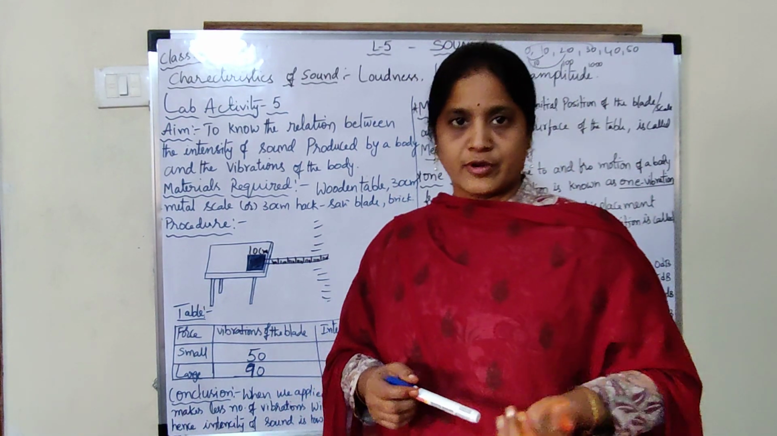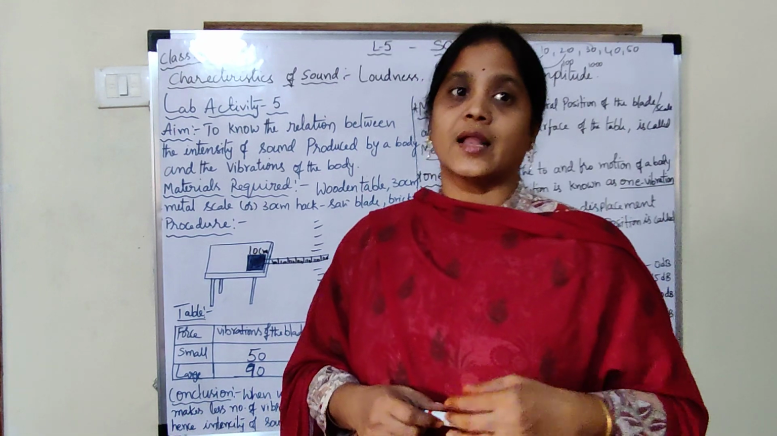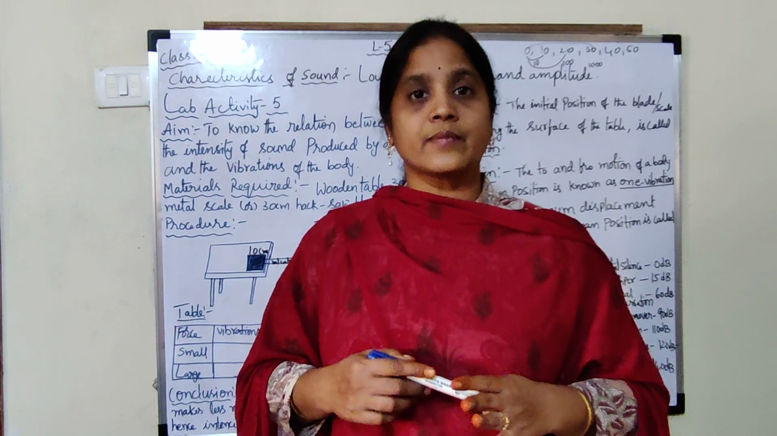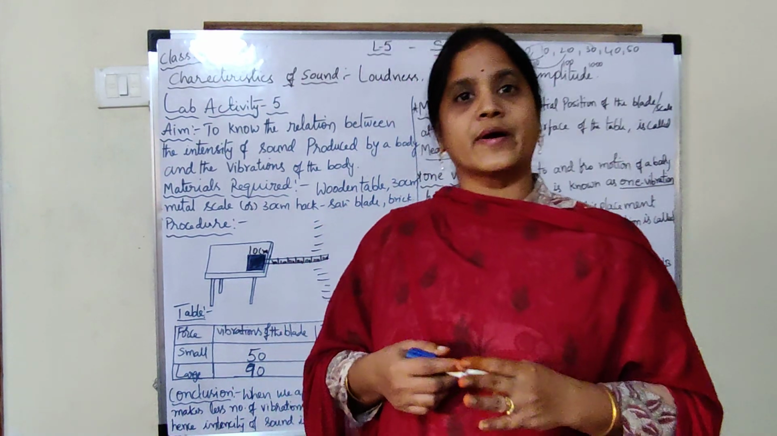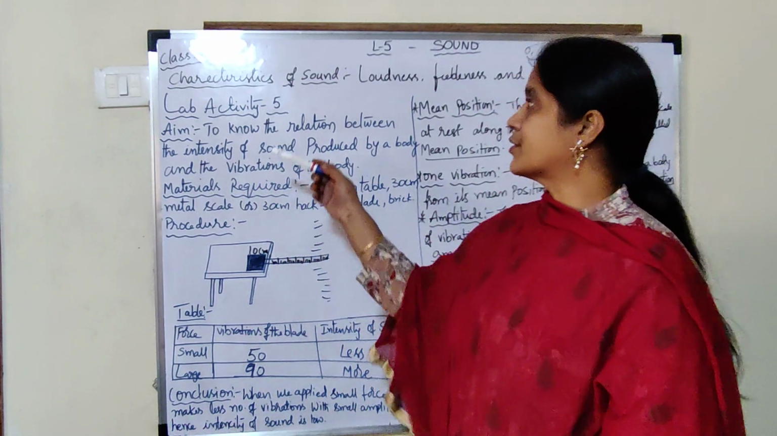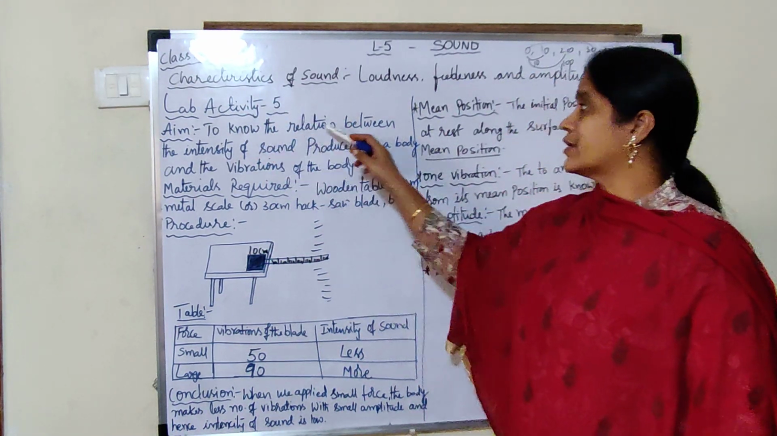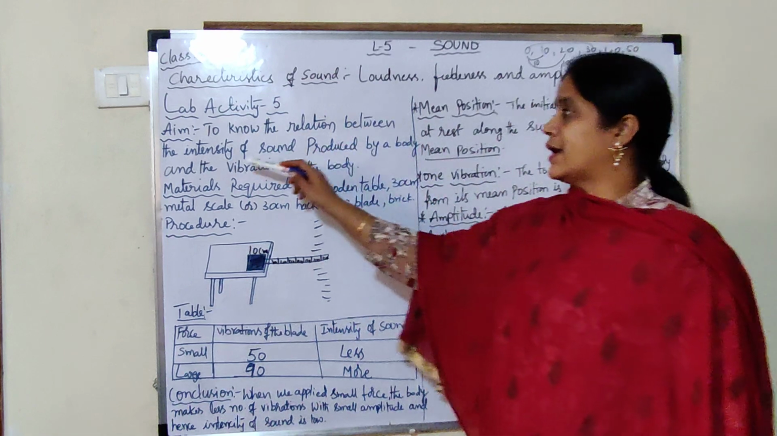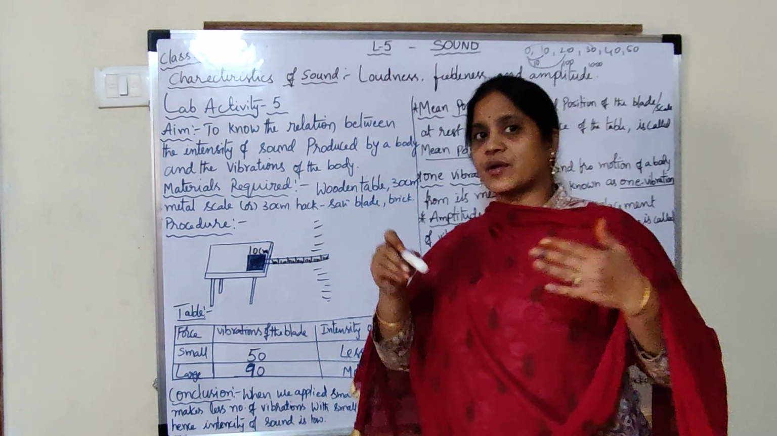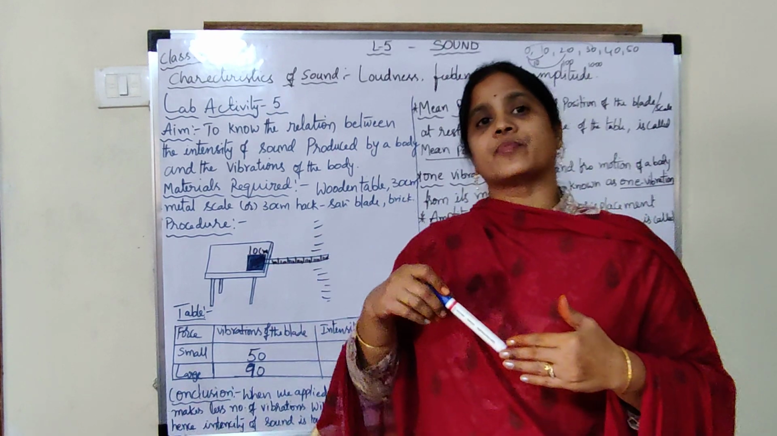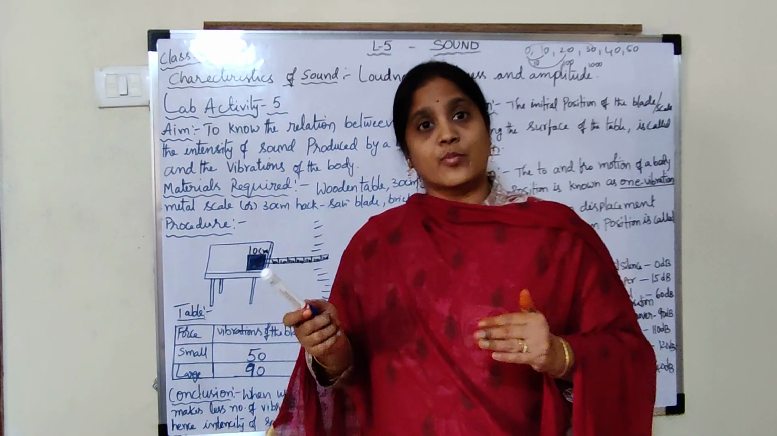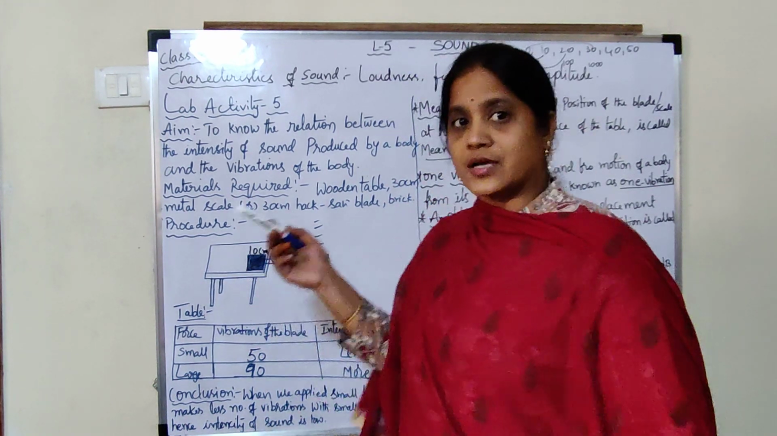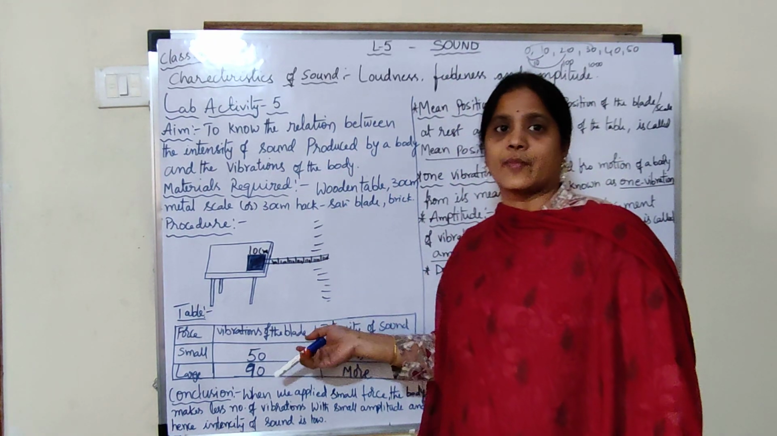Now we are going to discuss one lab activity. Lab activity 5: the relation between the intensity of sound produced by a body and the vibrations of the body. If your body vibrates fewer times and if it vibrates more times, is there any difference in the sound produced? That we are going to discuss in this lab activity.